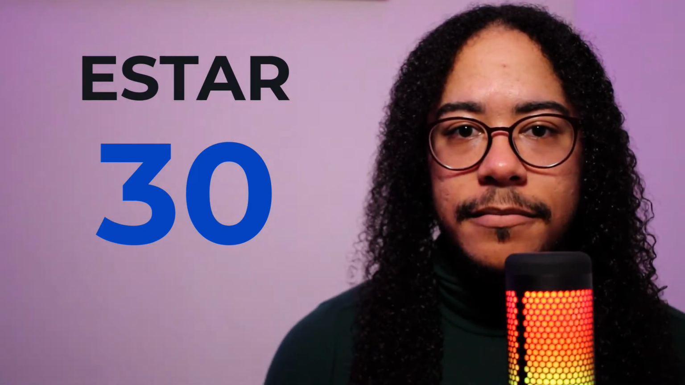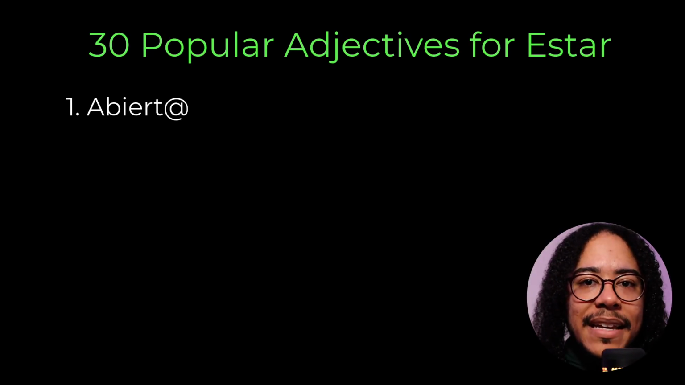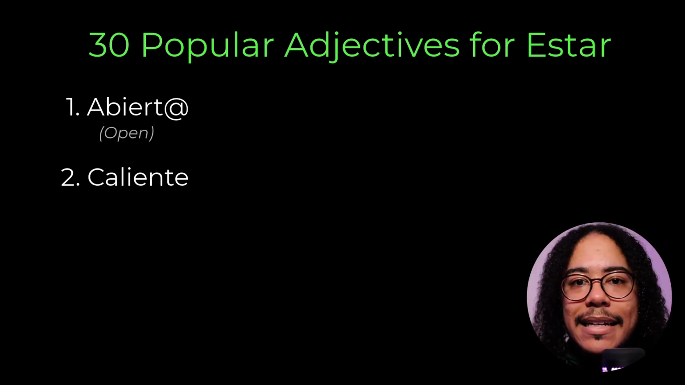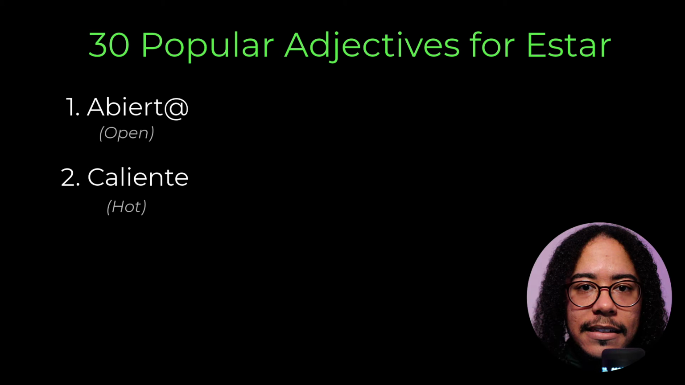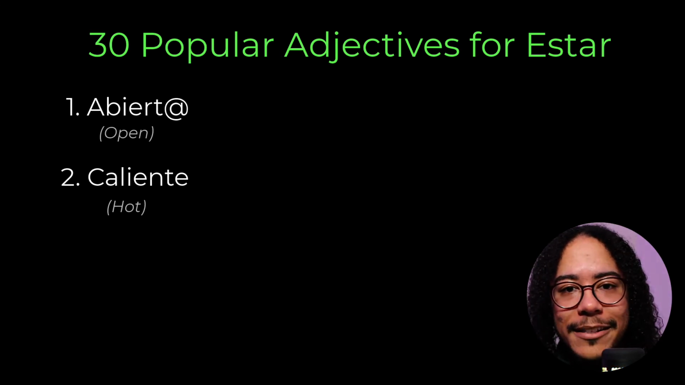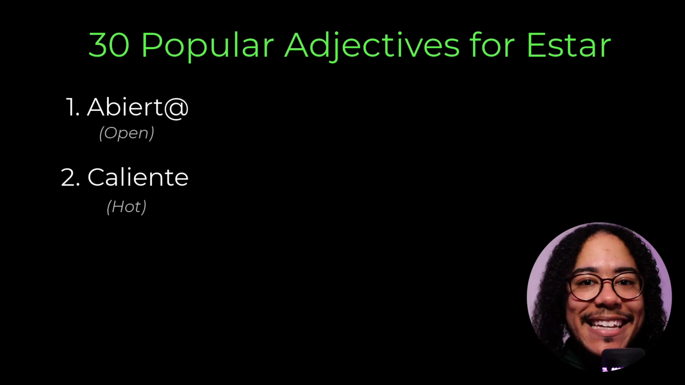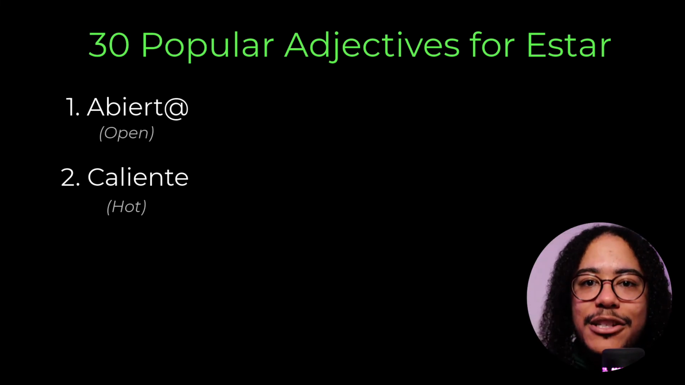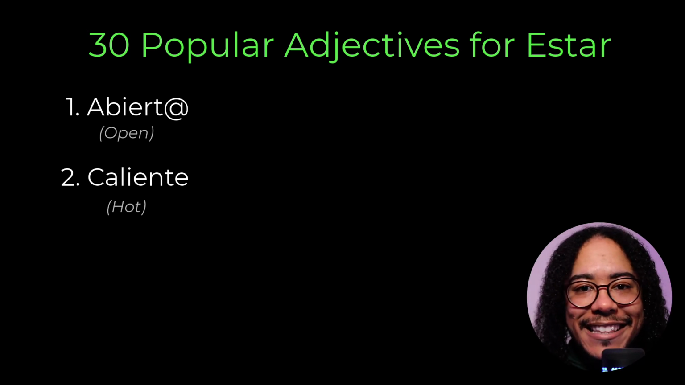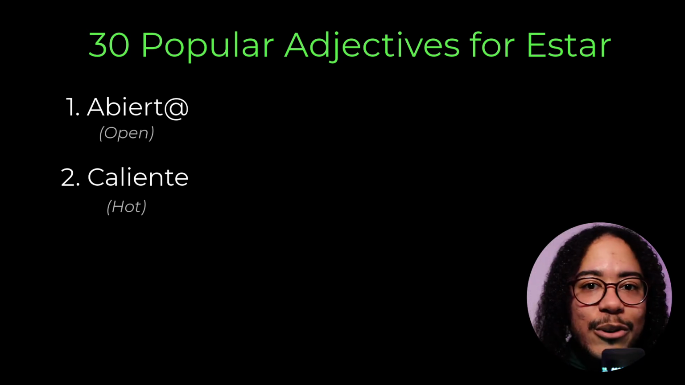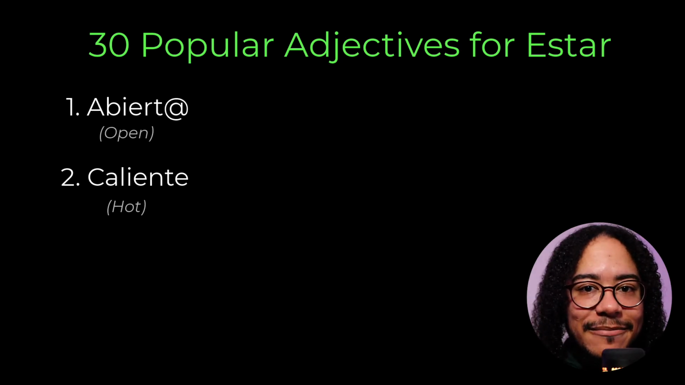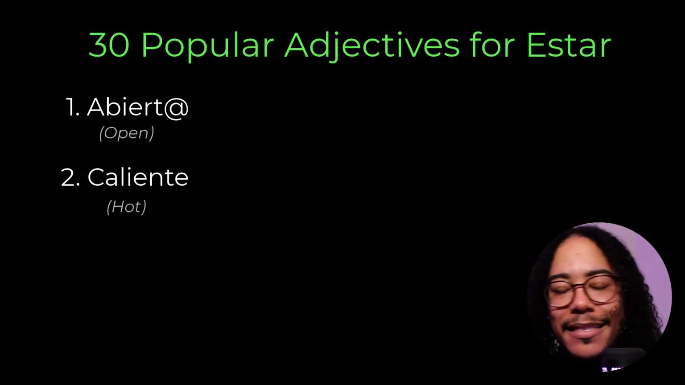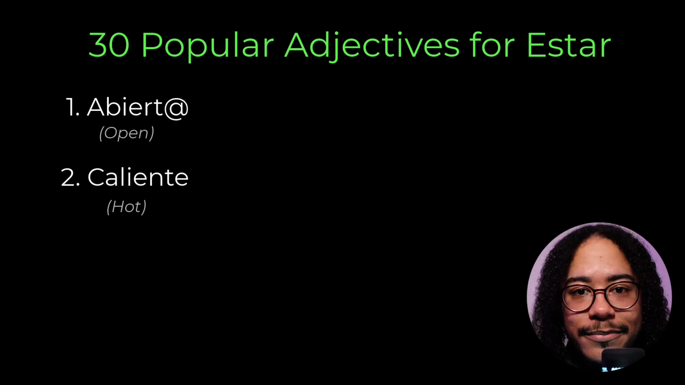Here are 30 popular adjectives that you can use with estar. Abierto or abierta, open. Caliente, hot. If you follow me on TikTok, then I might have already taught you this, but don't use caliente to talk about people because that means horny. So I'll teach you in a future lesson how to say I'm hot, like temperature-wise, but only use caliente to talk about plates, food, or items being hot. Don't use it to talk about people. Unless you're using it intentionally, then do you.